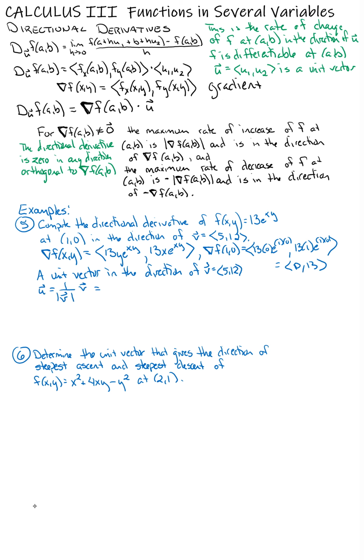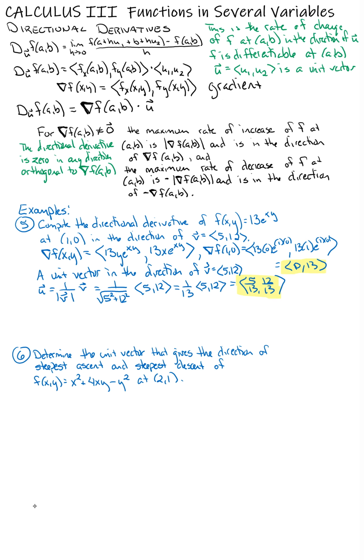So in this case, that's going to be 1 over the square root of 5 squared plus 12 squared times our vector (5, 12). 1 over the square root of 5 squared plus 12 squared is 1 over the square root of 169, which is 13. So 1 over 13 times (5, 12). That gives us (5/13, 12/13). So there is our unit vector.